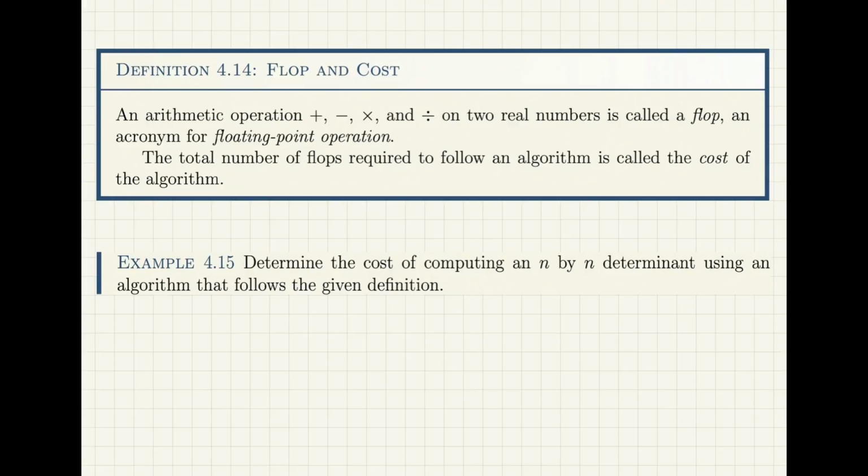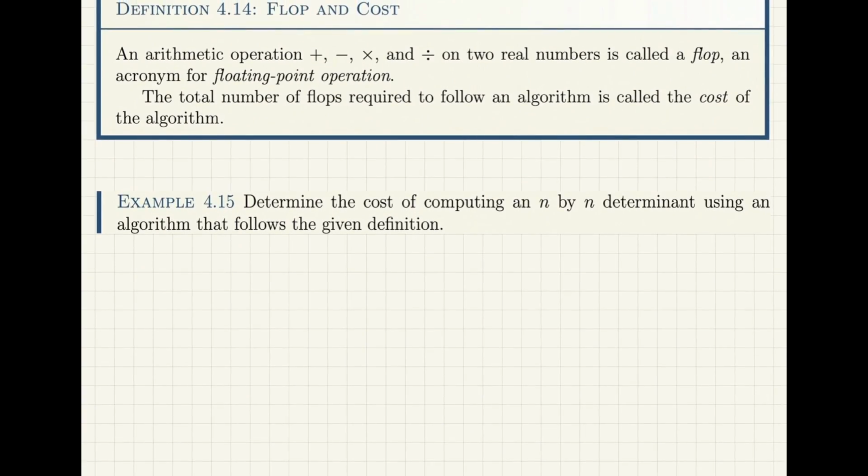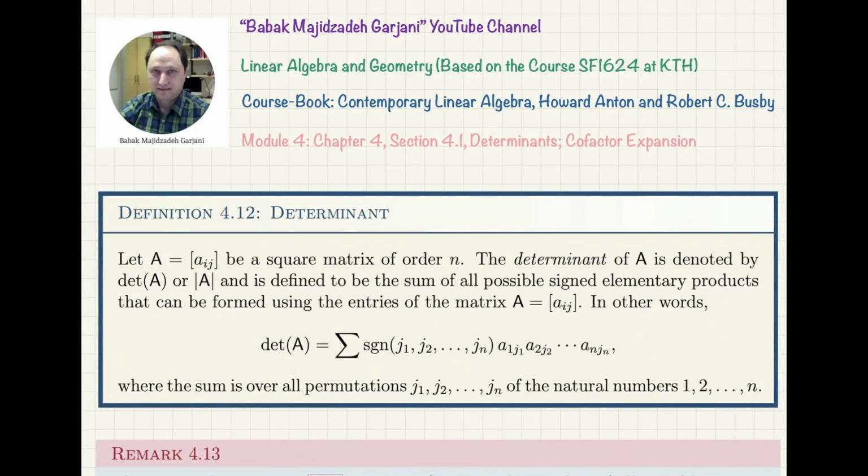So if you add two numbers, that is one flop. If you add two numbers and subtract the next number from it, it's two flops. Yes? And the total number of flops required to follow an algorithm is called the cost of the solution, or the cost of the algorithm. Okay? So let us see why calculating determinants using this formula is very costly from computational point of view.